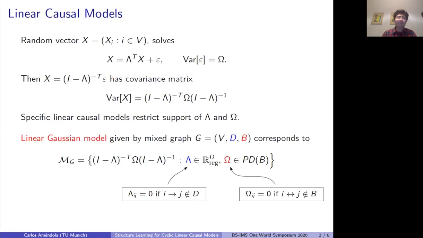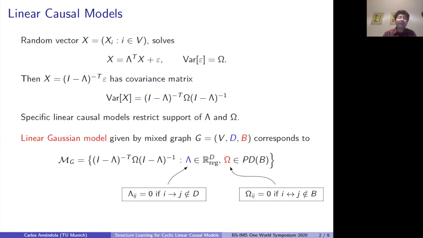A linear causal model consists of a random vector x which solves a recursive linear equation with error epsilon. Epsilon has covariance matrix omega, not necessarily diagonal, which means the errors can be correlated. Then x is given by the inverse transpose of the identity minus lambda times epsilon, and has covariance matrix as displayed. We're specifically interested in models restricting the support of lambda and omega, encoded in a mixed graph.